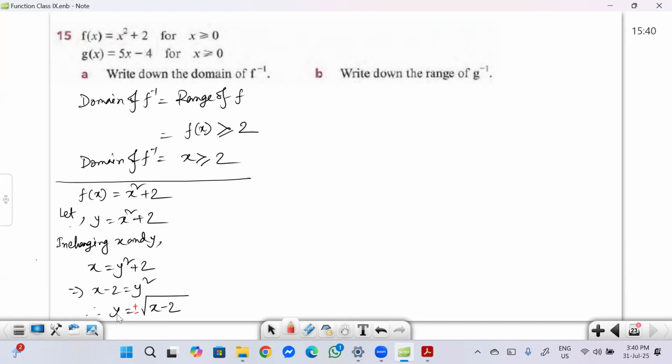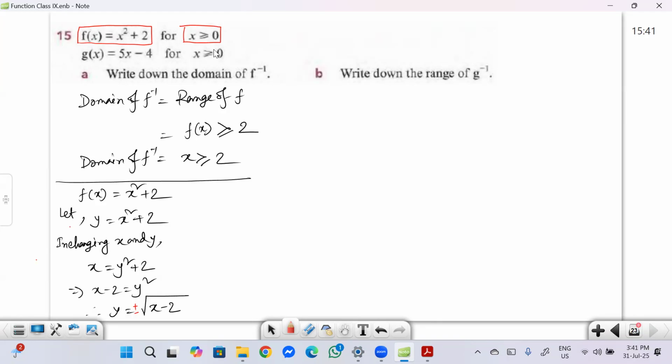According to the definition that we covered at the very beginning of functions, one to many relationships are not functions. So to avoid that, we only need to choose either plus or minus. Sometimes we need to choose plus and sometimes minus. Which one we need to choose here depends on the function that was given. f of x has a domain, and it depends on this domain.